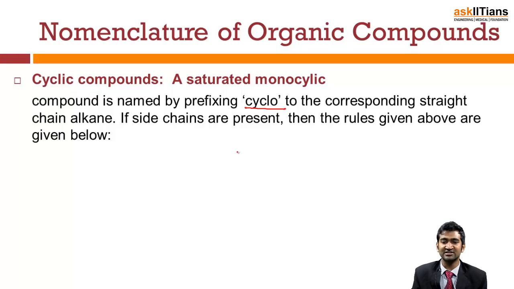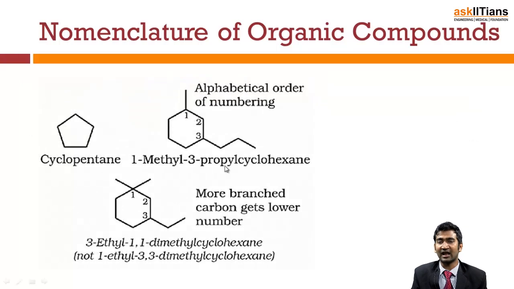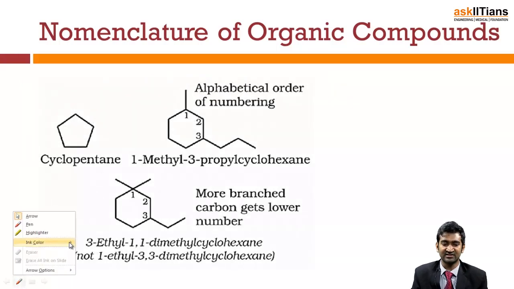So if side chains are present, then how do we name it? We name it this way. This is my cyclopentane. This has no side chain. It is just a cycle, pentane cycle.